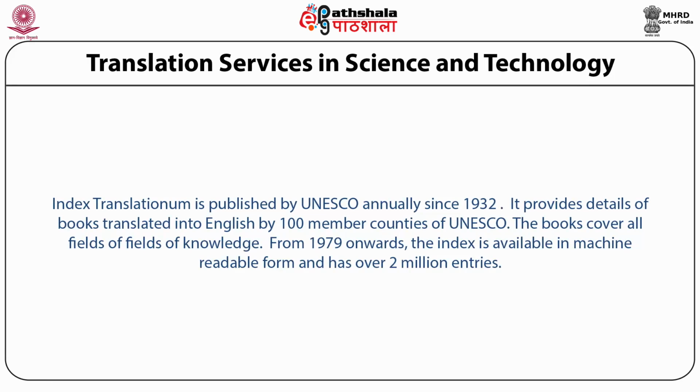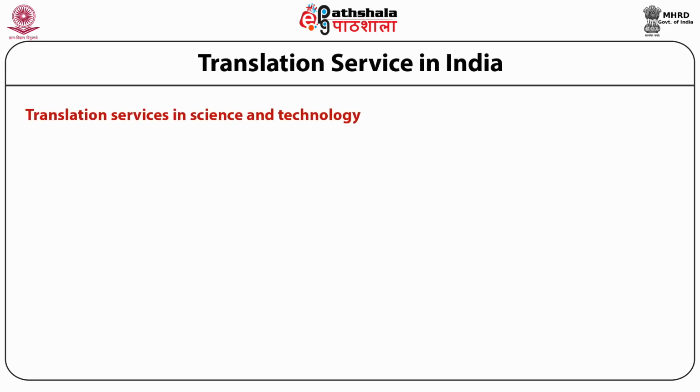Index Translationum is published by UNESCO annually since 1932. It provides details of books translated into English by 100 member countries of UNESCO. The books cover all fields of knowledge. From 1979 onwards, the index is available in machine-readable form and has over 2 million entries. Translation services in science and technology in India. In India, several government organizations, public sector undertakings, and R&D institutions have in-house translation facilities to meet their own translation requirements.